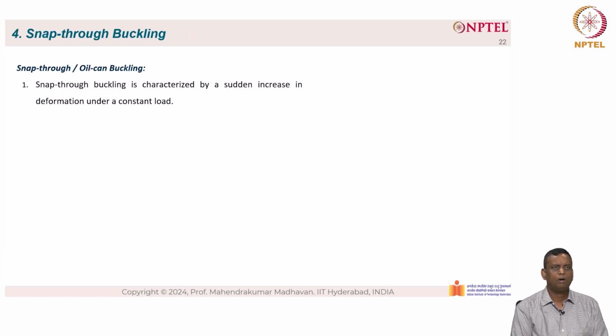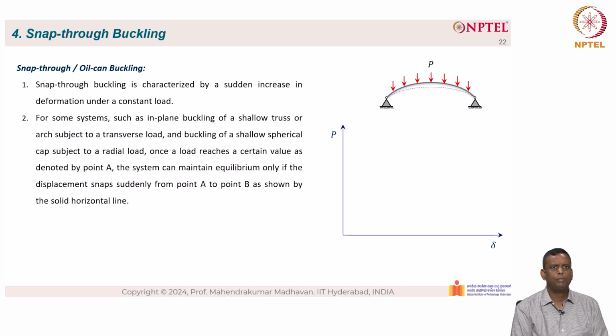Snap-through buckling, also known as oil can buckling, is characterized by a sudden increase in deformation under a constant load. You can see on the right side a picture of a shallow arch, which is subjected to a radial compressive load. So for some systems, such as in-plane buckling of a shallow truss or arch subjected to a transverse load, and buckling of a shallow spherical cap subject to radial load, once the load reaches a certain value, denoted by point A, the system can maintain equilibrium only if the displacement snaps suddenly from point A to point B as shown by the solid horizontal line.